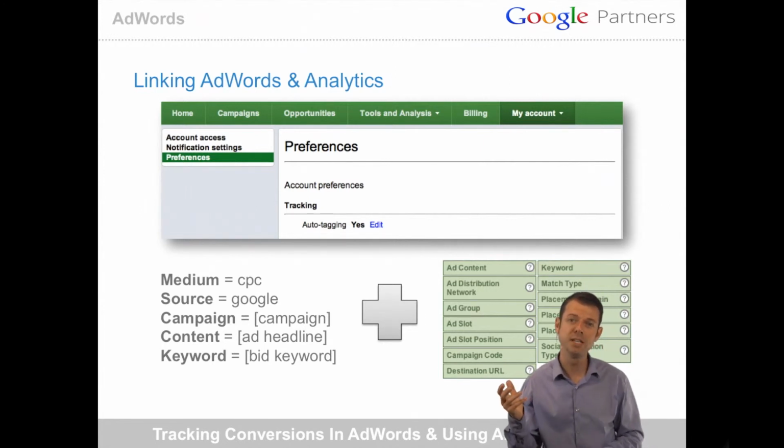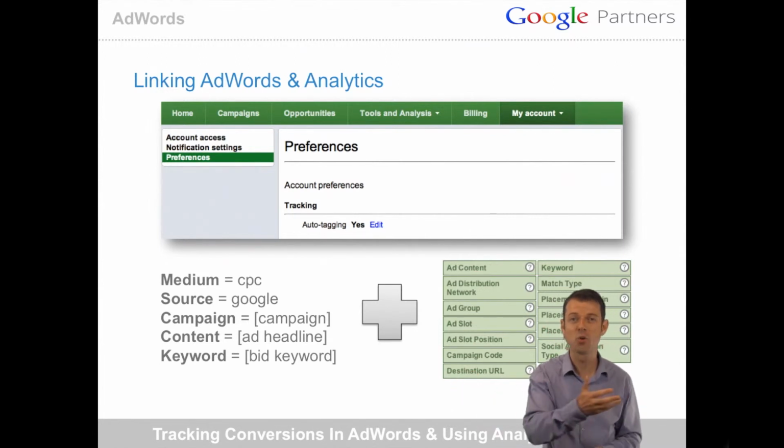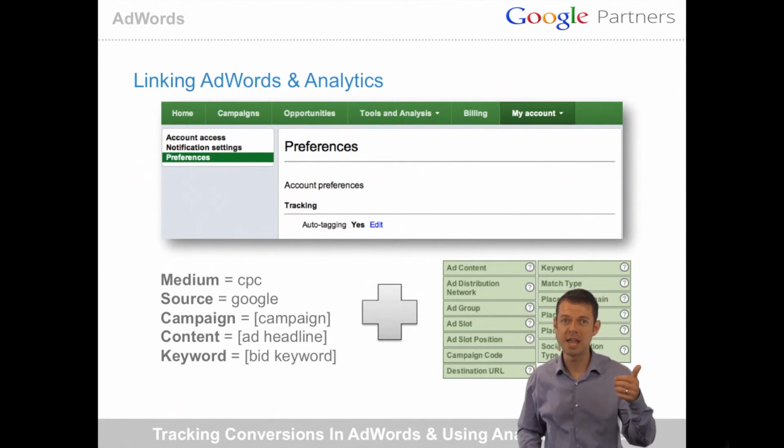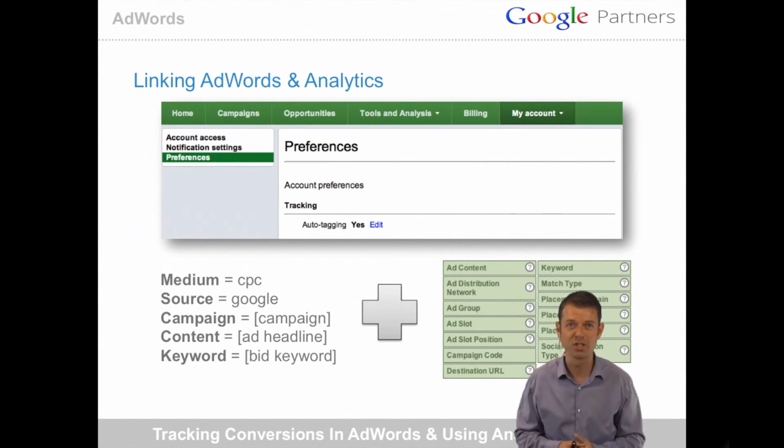Auto tagging simply means that Google AdWords is going to pass all of the information about the click to Google Analytics. So now Google Analytics will understand when I got a click, it was this campaign, this ad group, this keyword, and a whole bunch of other information about what was happening in your AdWords account.